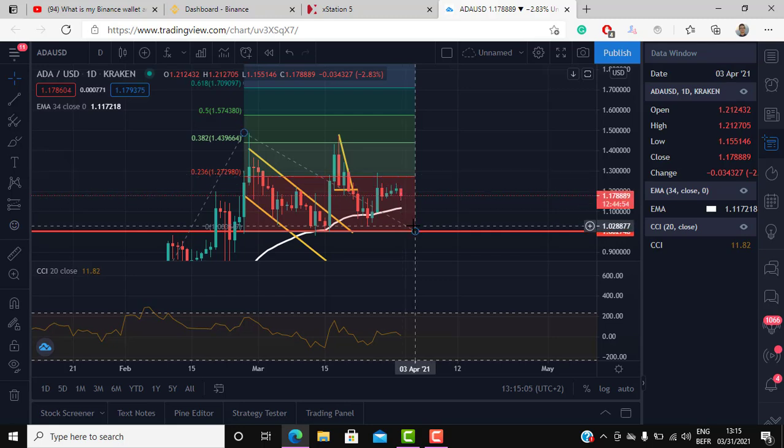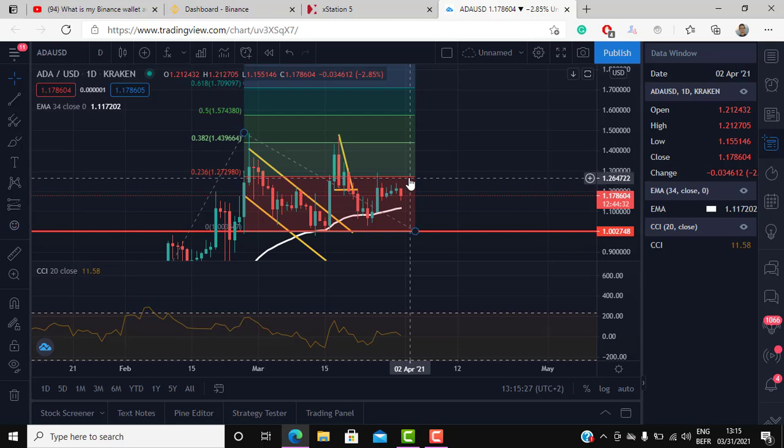If it goes down, then the level of 1 would be the next level. If you do break below the level of 1, well then it is a very bearish scenario. However, in my opinion, that's a very low probability scenario. It could happen, but it's very low probability.